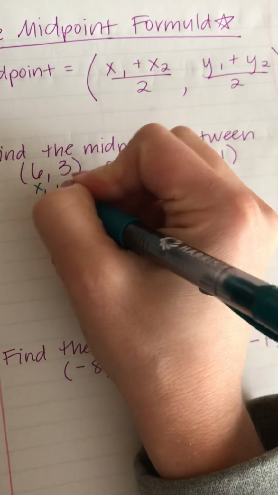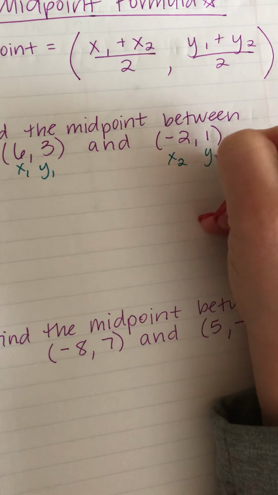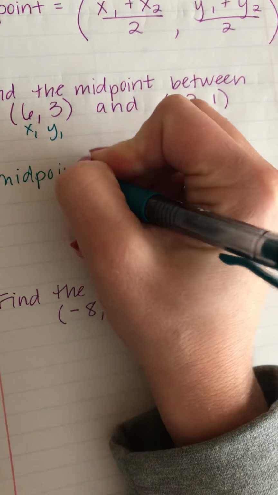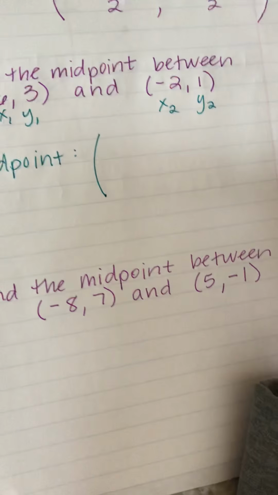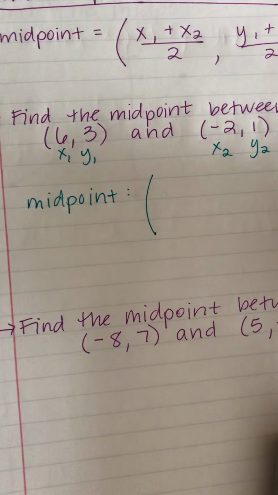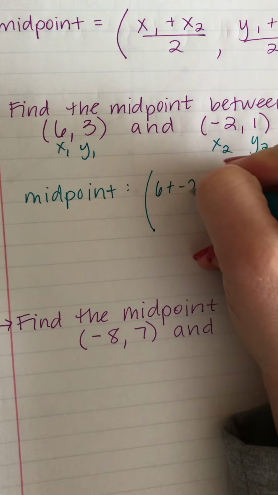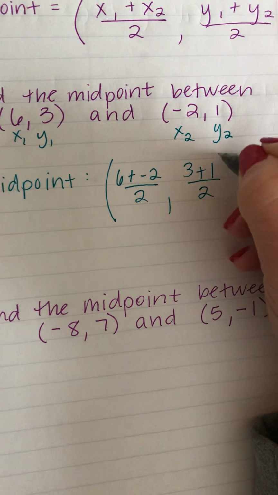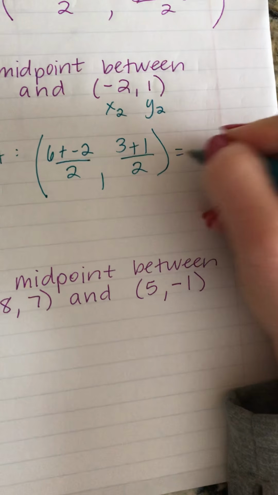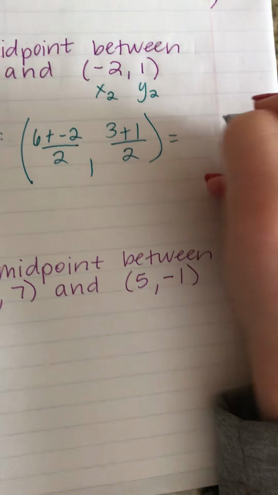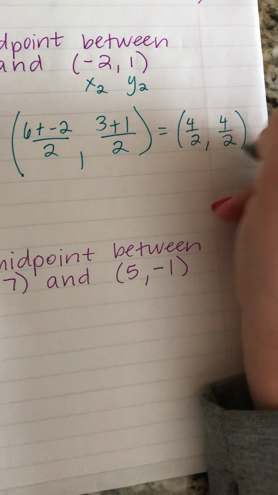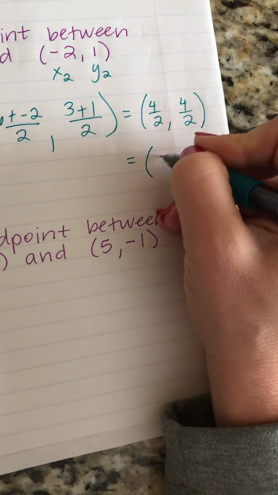So if you want to go in and label x1, y1, x2, y2, okay, and the midpoint is going to equal basically the average of the x's, the average of the y's. So we're going to do 6 plus negative 2 divided by 2. 3 plus 1 and divide by 2. That will equal, what is that? Positive 4 over 2 and 4 over 2. And oh my goodness, it ends up being the same thing. Simplify. Our middle value is 2 over 2.